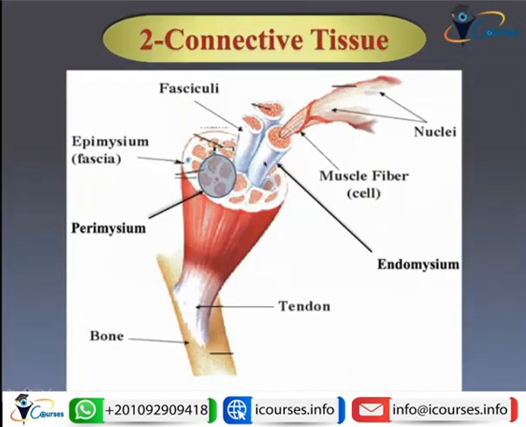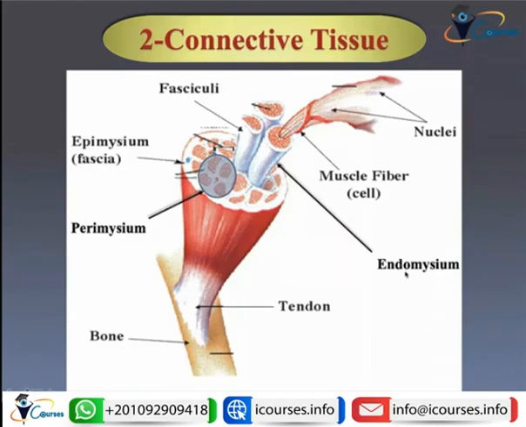For the connective tissue, this is the muscle fiber, and this is the myofibril. You will see that there is a connective tissue sheath covering the muscle fiber, which is called the endomysium. The endomysium surrounds the muscle fiber, while the perimysium is the sheath that groups several muscle fibers. The connective tissue sheath that encloses the whole muscle is called the epimysium.